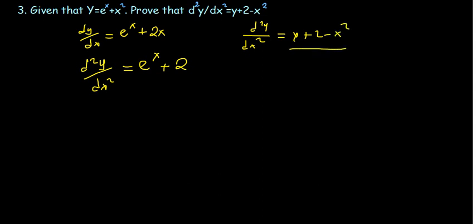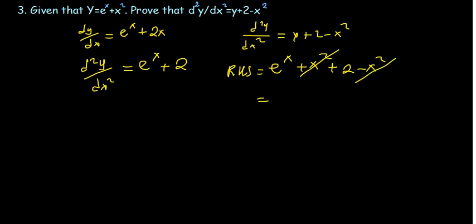I'm going to use the right hand side of this identity. So right hand side is equal to, where there is y, I'm going to put my function. Our y is this one. So that is e to the power x plus x to the power 2, and then plus, we'll write 2 minus x squared, like that. Okay, from here we can see that this one cancels with this one. So this is giving us e to the power x plus 2, which we can see is the same d2y over dx2 which we found, hence shown.